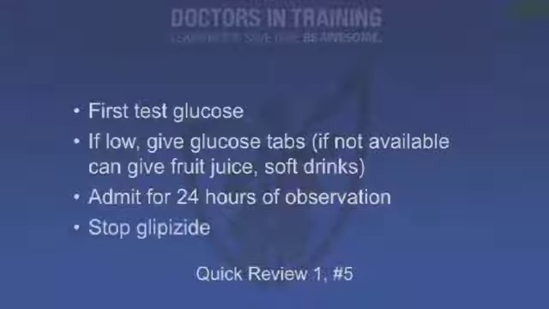And then you're probably going to want to stop your glipizide if this is a recurring problem. Now, if it was just because they weren't eating appropriately, then you could probably continue the glipizide. But if it's a recurring problem, then glipizide, that is one of the major side effects of that medication, which is hypoglycemia. So think about stopping that altogether.